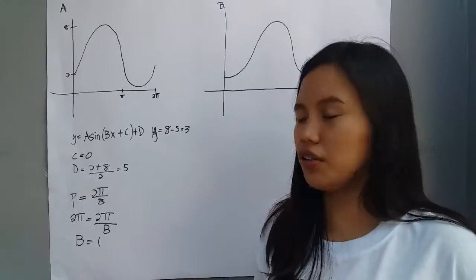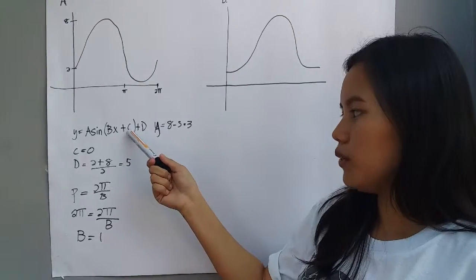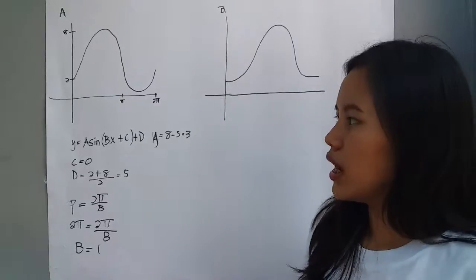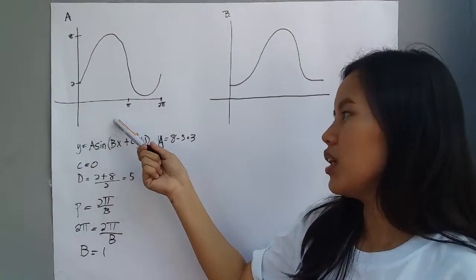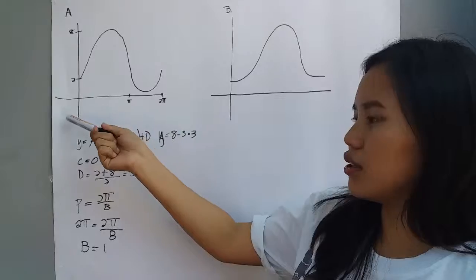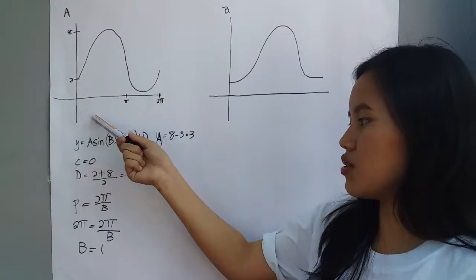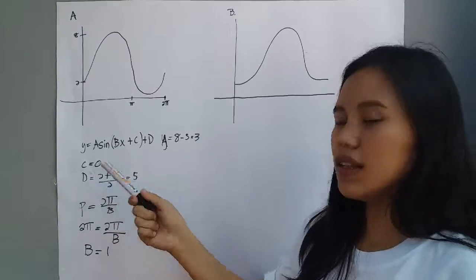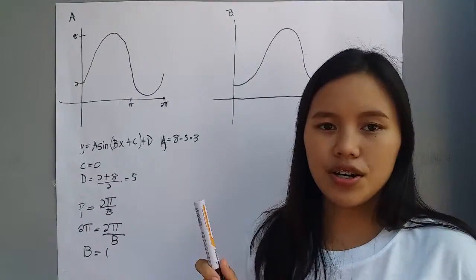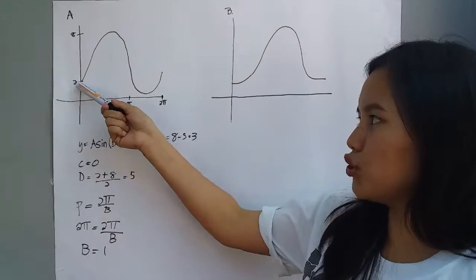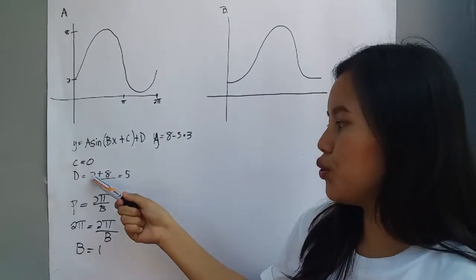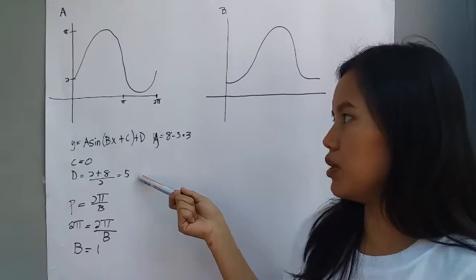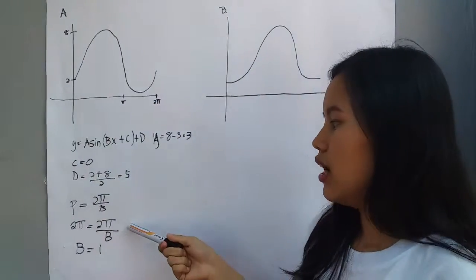First, we are looking for the value of c, which is equal to 0. How come? As you notice in our graph, it starts at the origin, which is x equal to 0. So c is equal to 0. For d, d is the vertical shift, the average of 2 and 8. So 2 plus 8 over 2 is equal to 5. 5 is the midpoint between 2 and 8.